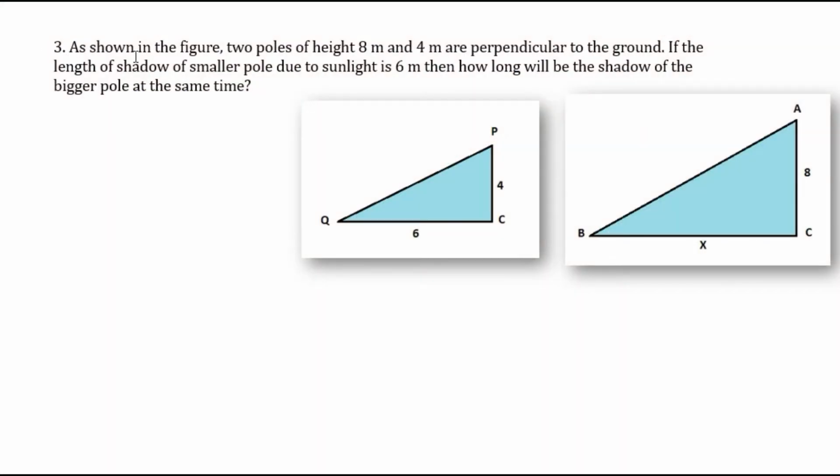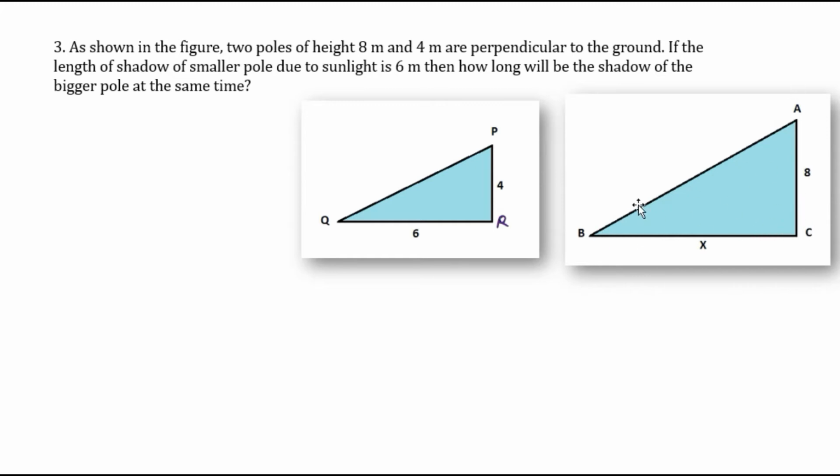Example 3, as shown in the figure, two poles of height 8 meter and 4 meter are perpendicular to the ground. If the length of shadow of smaller pole due to the sunlight is 6 meter, then how long will be the shadow of bigger pole at the same time? Here is triangle PQR and here is triangle ABC.